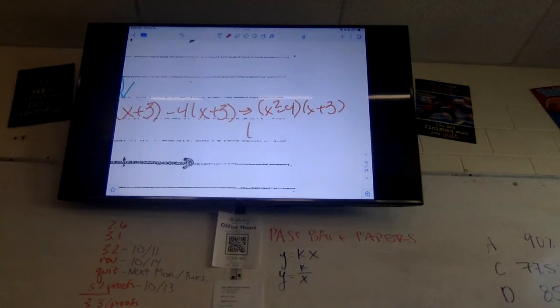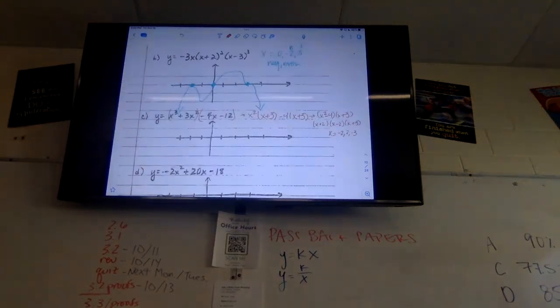Ella, what does that break down to? Awesome. x plus 2, x minus 2. Now do I know my zeros? Yes. What are they? -2, 2, -3. Good. Okay, -2, I'm gonna go graph that, -3 and +2.